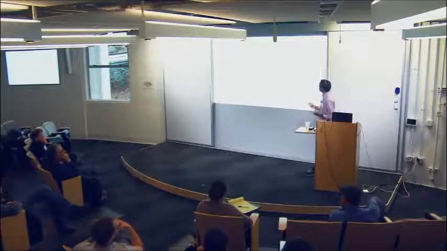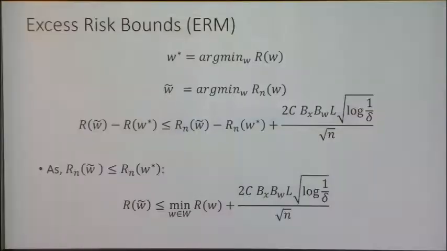So now we are trying to compare ourselves with respect to the best W star for population risk, whereas let's say we find a W tilde by doing this empirical risk minimization. Because my empirical risk and true risk are so close, and furthermore because I'm doing this optimization over empirical risk, Rn of W tilde will always be less than Rn of W star. And that's why, if I do empirical risk minimization, the excess risk that I'm getting is of this type.